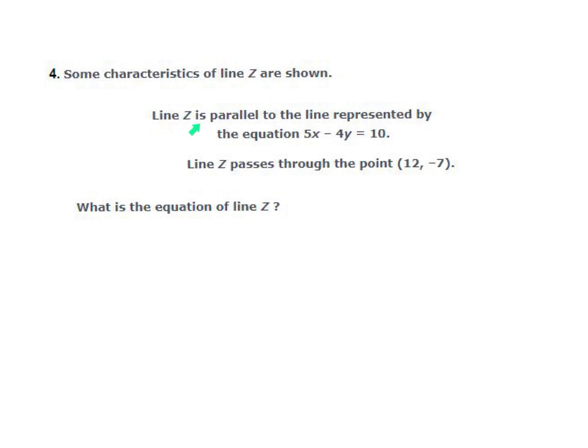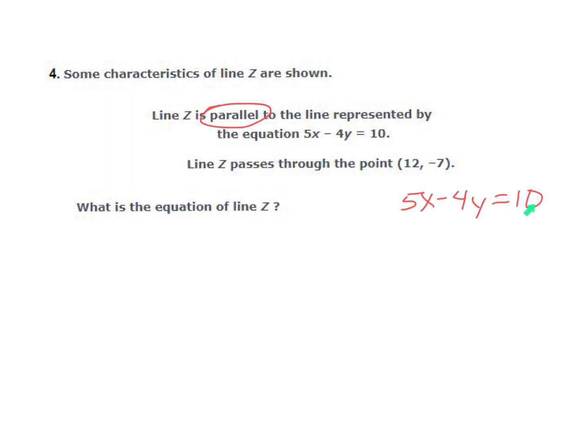All right, well, what we know about line Z is that it's parallel to this equation. Hopefully parallel jumps out to you. Parallel means that line Z and this equation have the same slope. So we have to know the slope of this equation. We need to find what the slope-intercept form is. So 5x minus 4y equals 10 is this equation, and the new line Z is parallel to this one, so we need to find the slope.